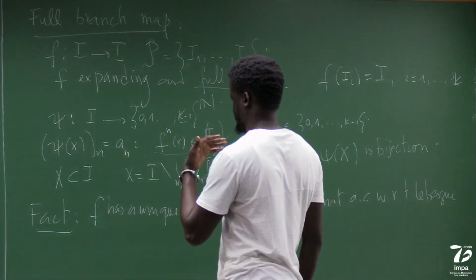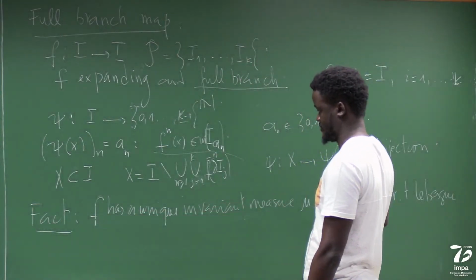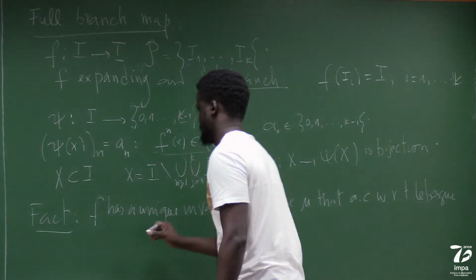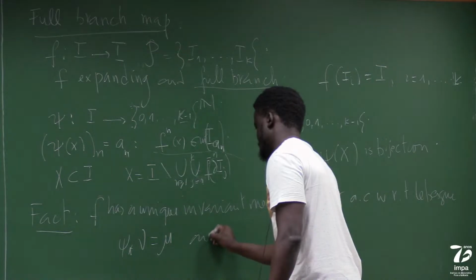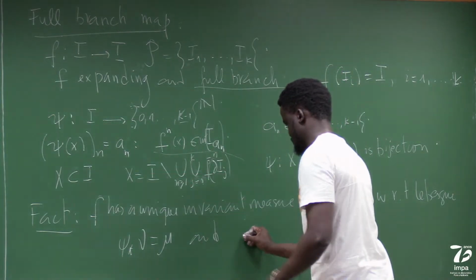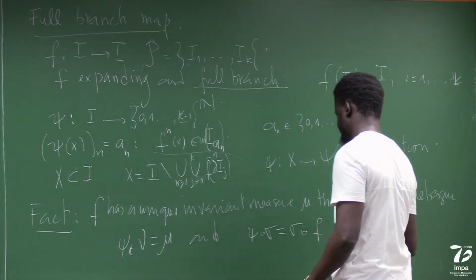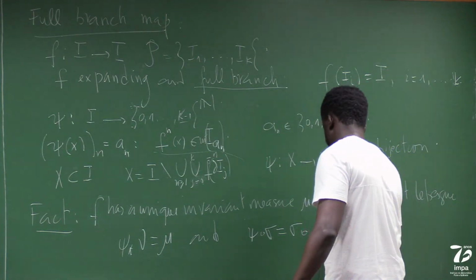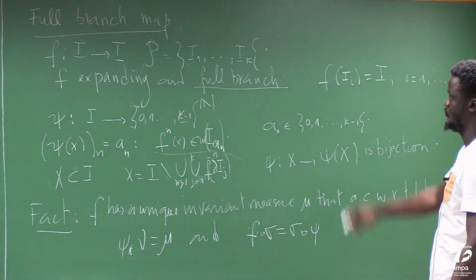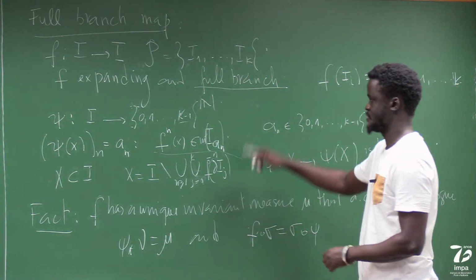If one wants to do a presentation, proving this is already something non-trivial. And then, if you take nu, the Bernoulli measure here, phi star nu equals mu, and psi conjugates the two dynamics, the shift map here and F. So I want to write psi composed with sigma equals F composed with psi. This is something very interesting to know how to do: for full branch expanding maps, how to prove that you have a unique measure that is absolutely continuous with respect to Lebesgue, and also to do this correspondence.